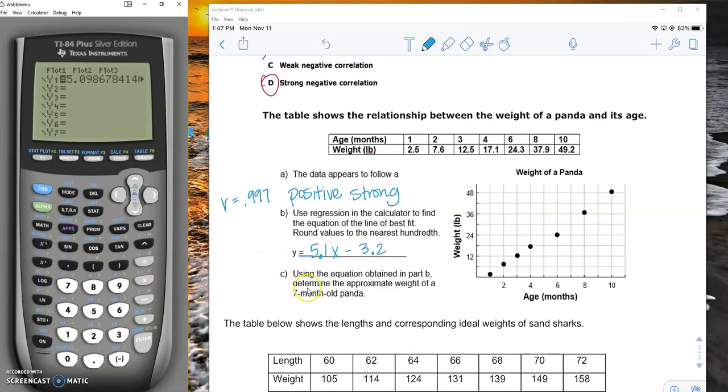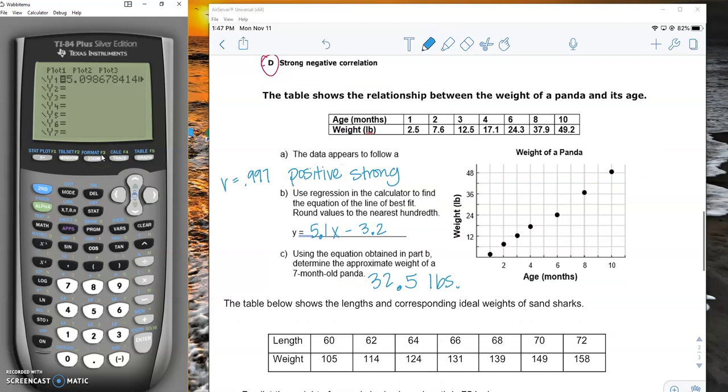From here, they want to know the weight of a 7-month-old panda, so we've put our ugly answers in here. I'm going to go to the table. Weight is a y value, so they are giving us an x. At 7 months old, it would be about 32.5 pounds. So again, when you store that equation, it will put it in y equals for you, ugly decimals and all, so that you don't have to worry about typing those back in.